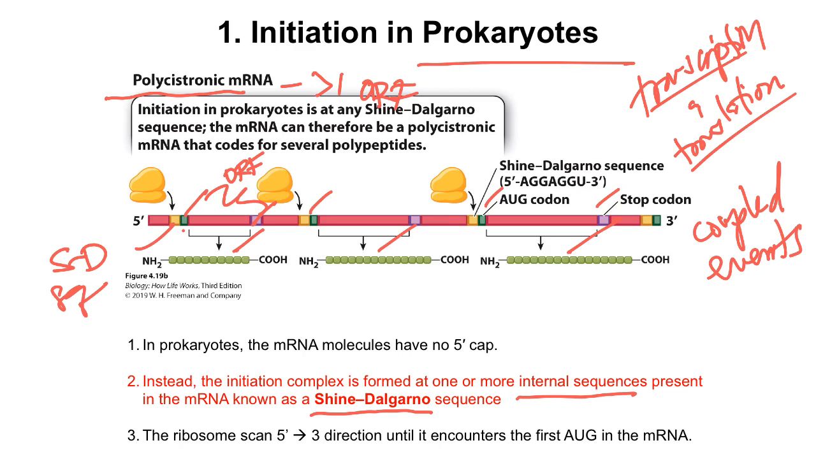So that is in contrast to eukaryotes. Just like in eukaryotes, however, the ribosome scans in the 5' to 3' direction until it encounters the first AUG in the mRNA. So this is a common property of both prokaryotes and eukaryotes. I would like to emphasize that prokaryotes don't have a cap structure. Instead, they have the Shine-Dalgarno sequence where the ribosome gets recruited.